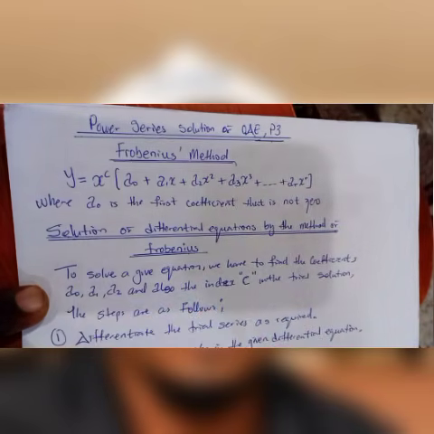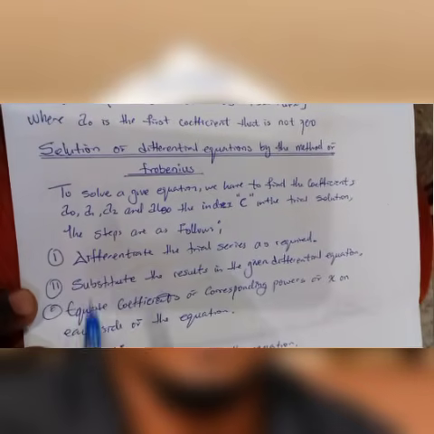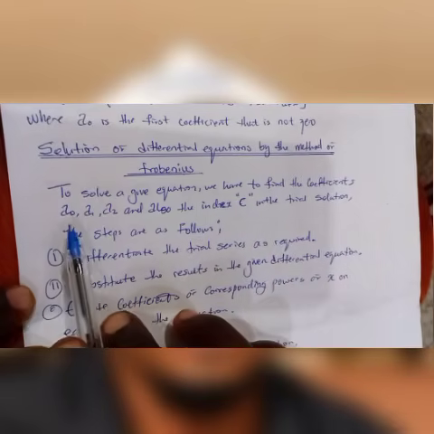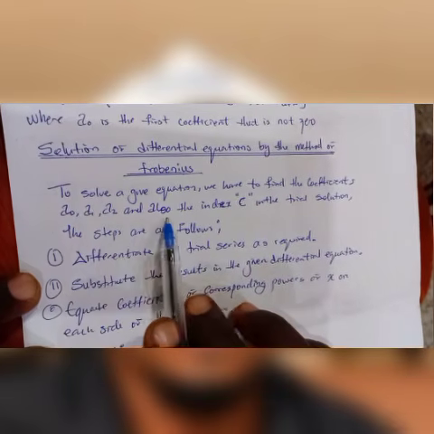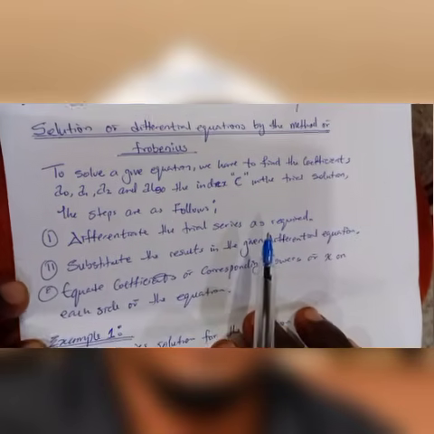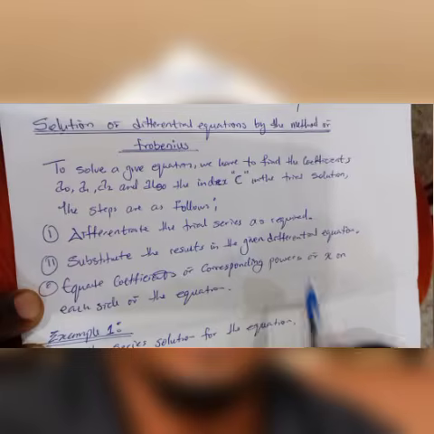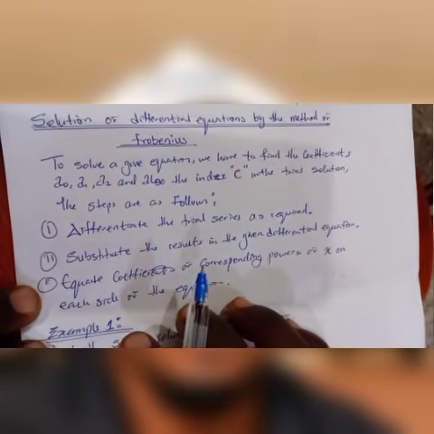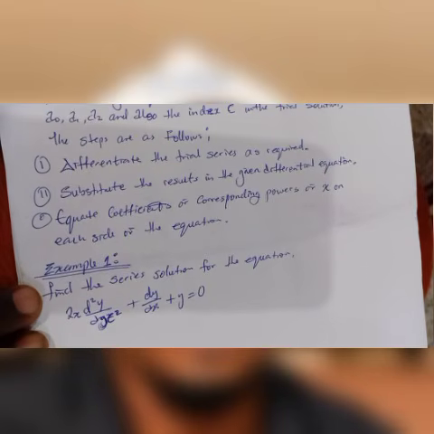Now, let's take a look at the steps that we need to take. To solve a given equation, we have to find the coefficients a naught, a1, a2, and so on. We also need to get the index c in the trial solution. These are the steps to take if we want to solve a differential equation using the Frobenius method.